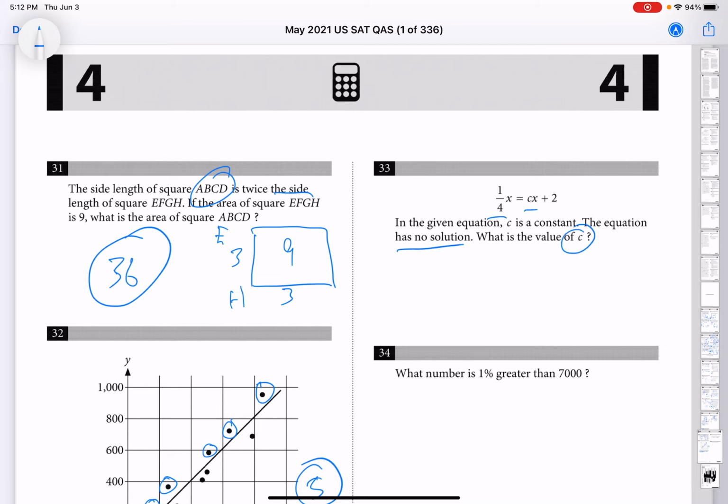No solution means that they should have the same slope. So C here should be equal to 1/4 because that would give the same slope for two different lines, where the y-intercept of the C one is 2, but this has a y-intercept of 0. So it doesn't really matter. As long as it has the same slope, they'll be parallel, no solution.